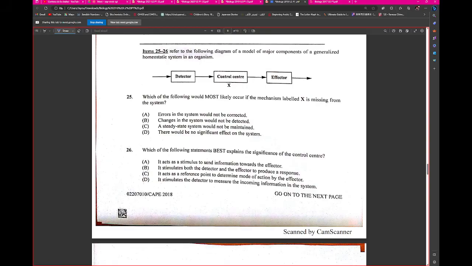What would be the answer here? If the control system wasn't there, what would be the answer? Or the control center? Could somebody help me see?